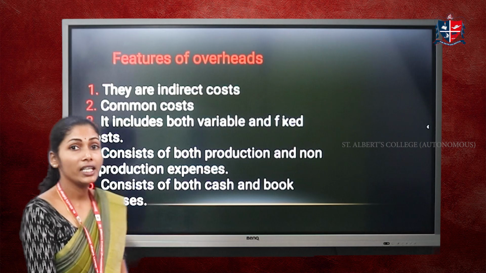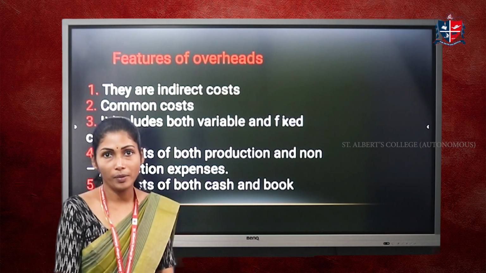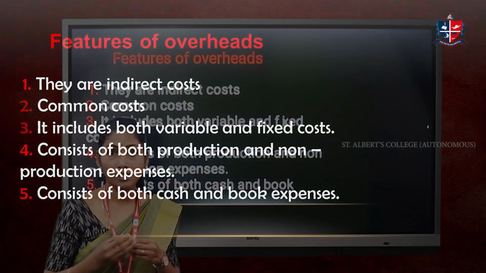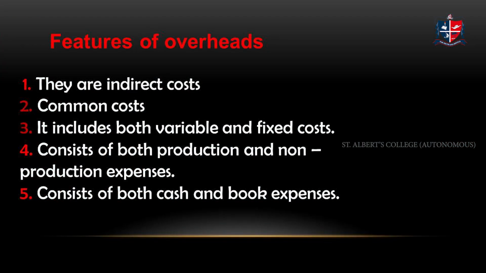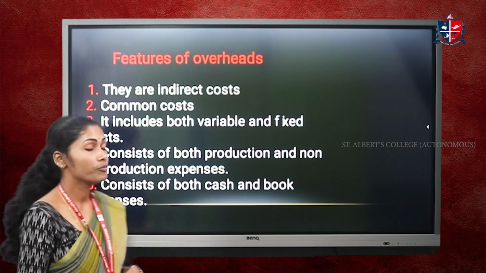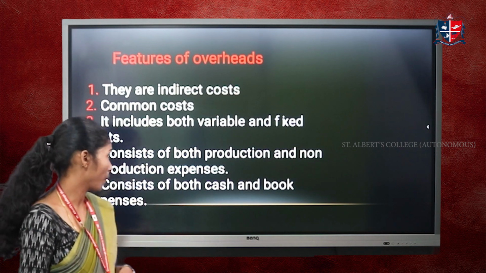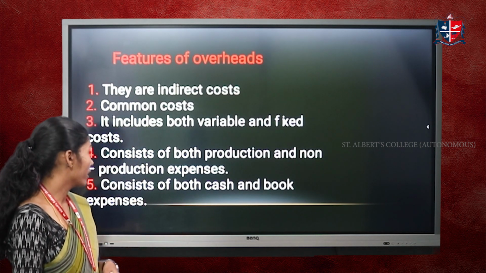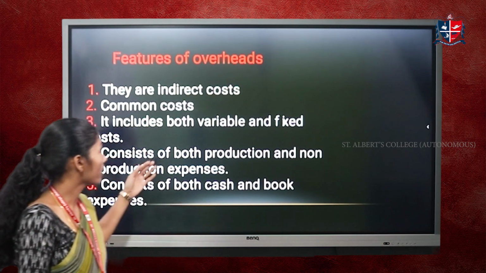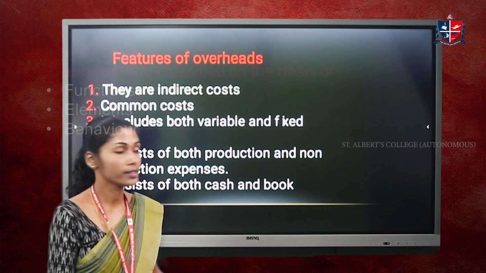Then the third one is it includes both fixed and variable cost. Fixed cost is the cost which is fixed irrespective of the increase or decrease of production or sales. Variable expenses vary on the basis of the production activities. And the fourth one is it consists of both production and non-production expenses. The last one is it consists of both cash and book expenses. So these are the main features of overheads.